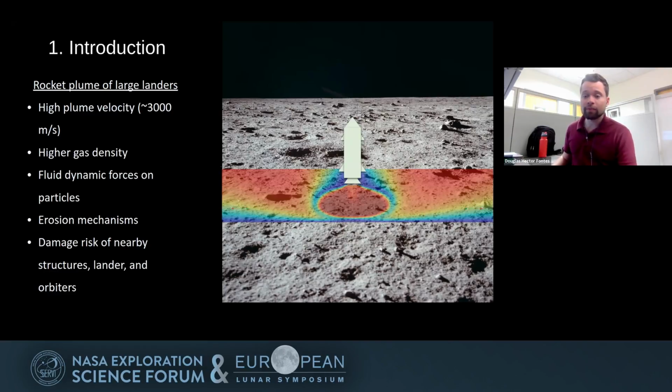In comparison with previous lander sizes, larger landers intended for human landing exploration on the moon will have higher momentum of the rocket plumes as well. That's going to directly influence how the dynamic forces act on particulate, which also affects the erosion mechanisms. The higher energetic flow increases the potential for damaging nearby structures and the lander itself during its descent.